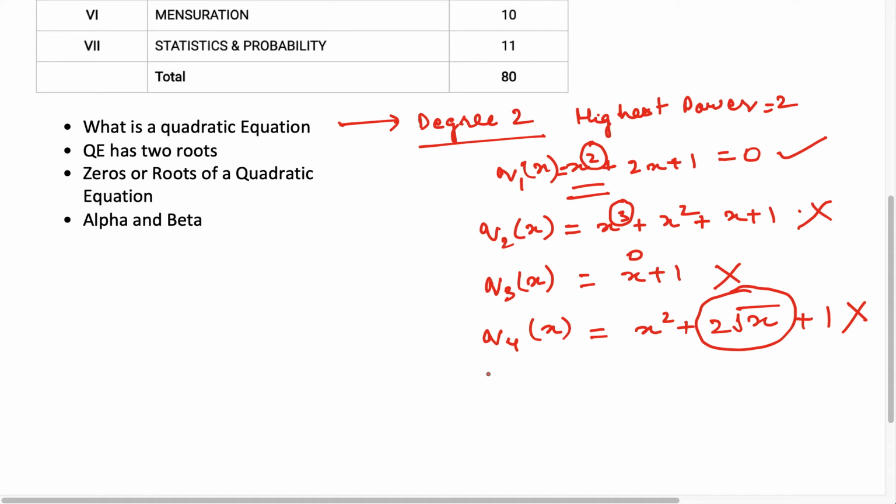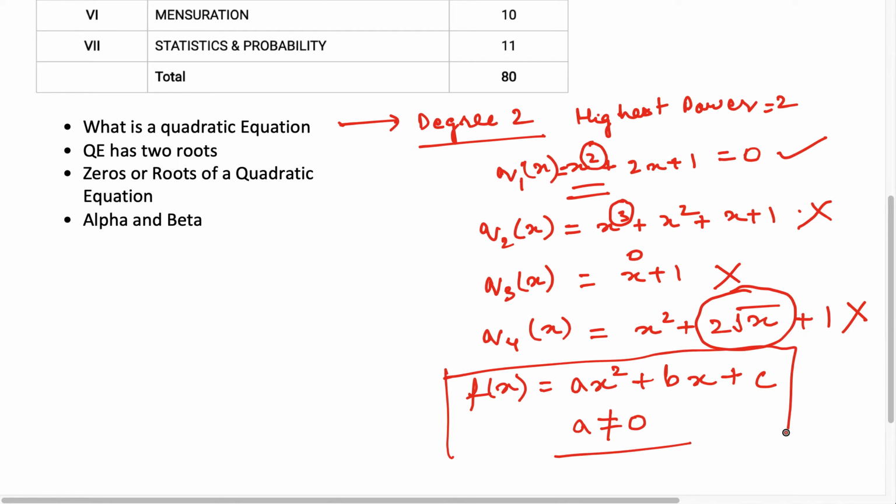The standard format of a quadratic equation is f of x is equal to ax square plus bx plus c, and a, b, c can be anything. It could be positive or negative, but a cannot be equal to 0. Okay, so this is the standard definition of a quadratic equation, that a cannot be equal to 0. So we've understood what is a quadratic equation. Cool, let's now proceed.